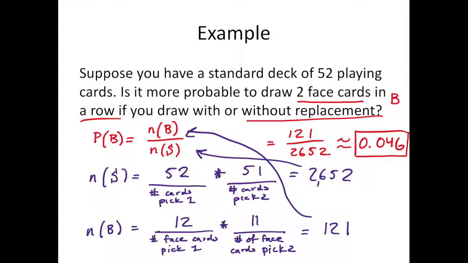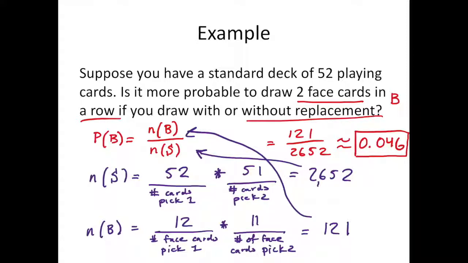So this is a case where the branches in the second stage are actually dependent on what happens in the first stage. There's different cards available for pick 2 depending upon what you picked in pick 1. However, what's important for us is that regardless of what you pick for the first card, for the second pick, there will always be 51 cards remaining. So in that scenario, the fundamental counting rule can apply.